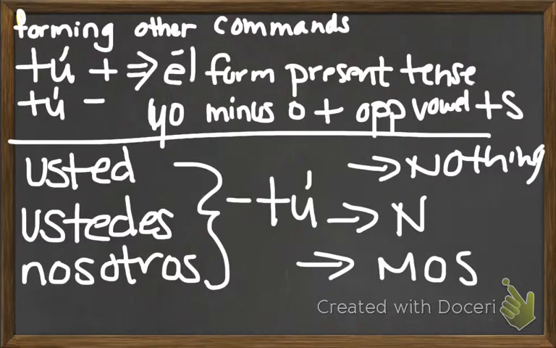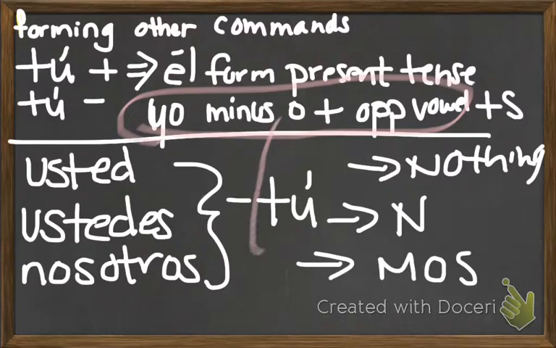So that means for all of these guys, it's going to be forma de yo menos la o más vocal opuesta más nothing for an usted command, más n for an ustedes command, and más mos for a nosotros command. These commands are the same for a positive and a negative. There's not a difference. So for our tú commands, we have a big difference between the affirmative command and the negative command. But all these guys are the same.